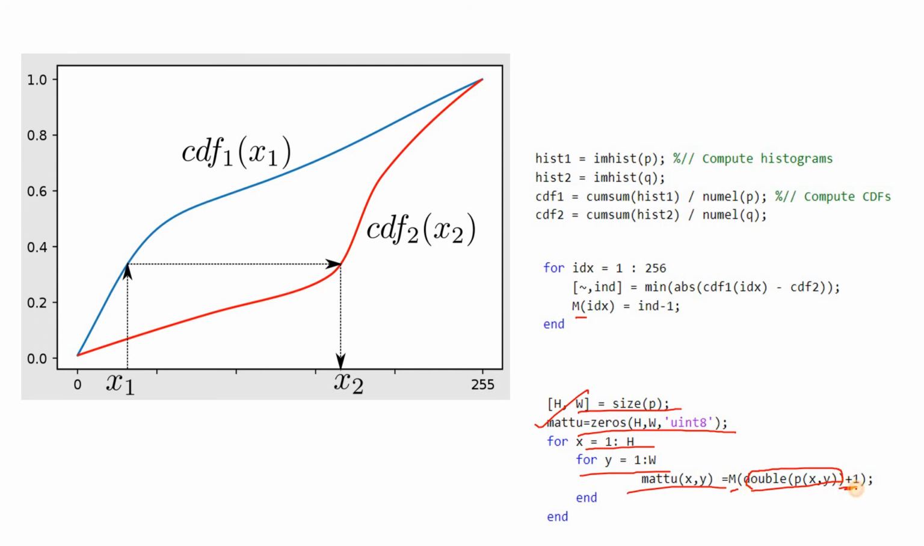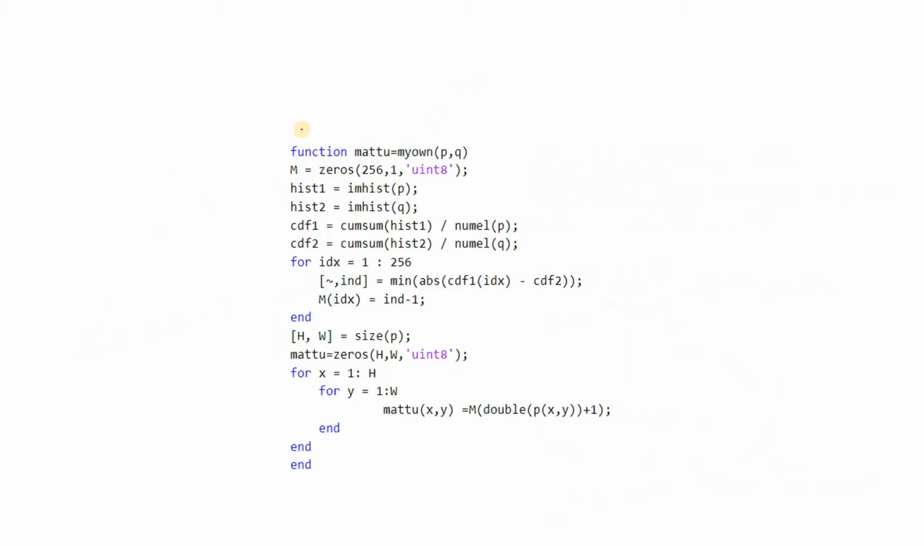We are adding 1 with it because in MATLAB array index starts from 1. Okay, this p of xy is 0 to 255, so array index starts from 1, so we are adding 1. Then at that particular index, whatever value is stored in the M variable, which is basically the mapping, we store in mattu of xy, and like this we can achieve our intention. So the complete code looks like this. Just go through this particular code 2-3 times. You can easily understand what is basically happening.